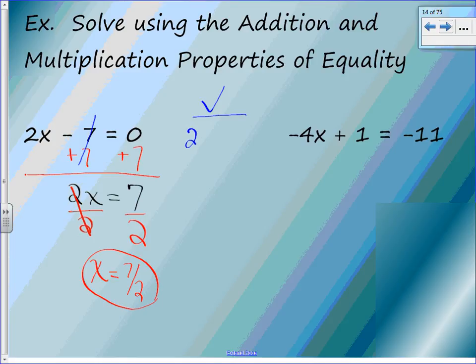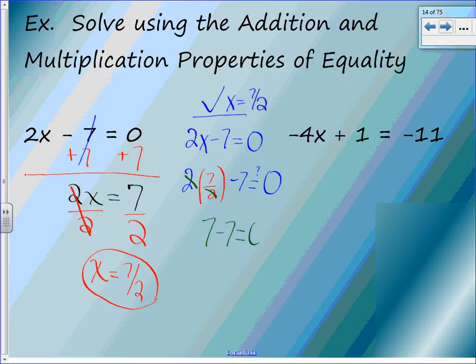So like 2x minus 7 equals 0. Watch this when I'm checking x equals 7/2. If I plug in 7/2, it would be 2 times 7/2 and then minus 7. Does that equal 0? Well, watch this. If I keep it as an improper fraction, do you guys see how the 2's cancel? And then it's just 7 minus 7 equals 0, and then you're done.